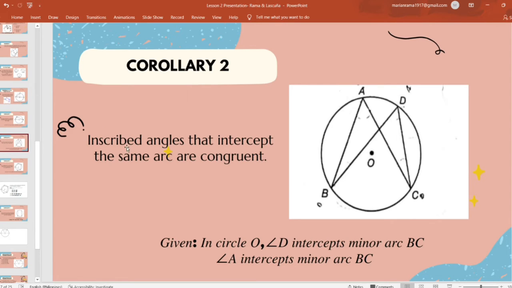Inscribed angles that intercept the same arc are congruent. So in the given circle O, we have angle D, which intercepts our minor arc BC. The same also with our angle A, which also intercepts the same arc. Okay? As you can see here, our angle A and our angle D intercept the same arc, which is our arc BC.